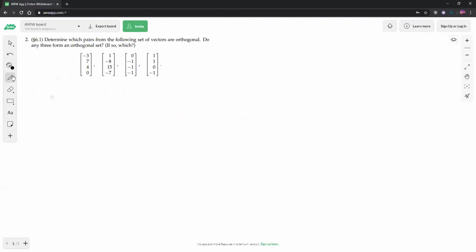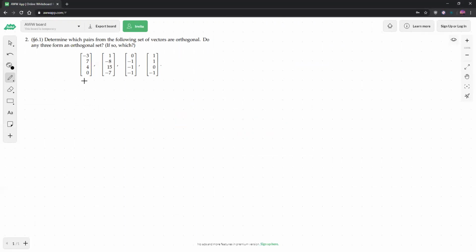All right, so this is 6.1, number 2. This is again from the PDF. So we have a list of vectors here, 4-dimensional vectors, and we're asked which pairs from here are orthogonal, and do any 3 form an orthogonal set. All right, so this is a matter of doing the dot product and checking if they're equal to 0.